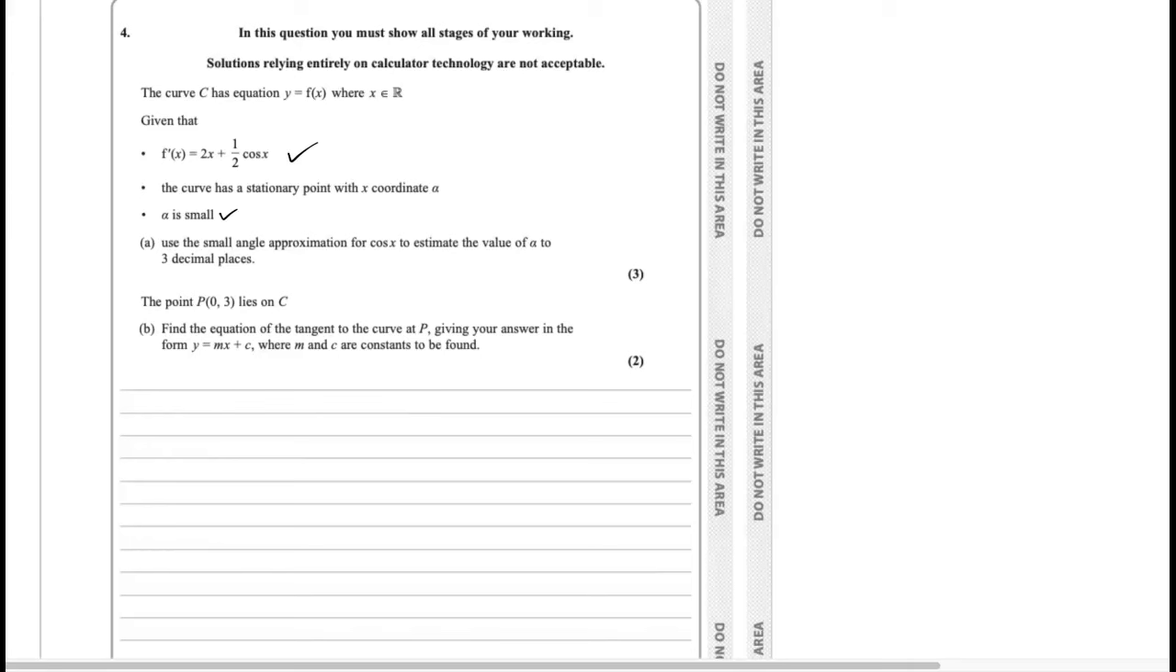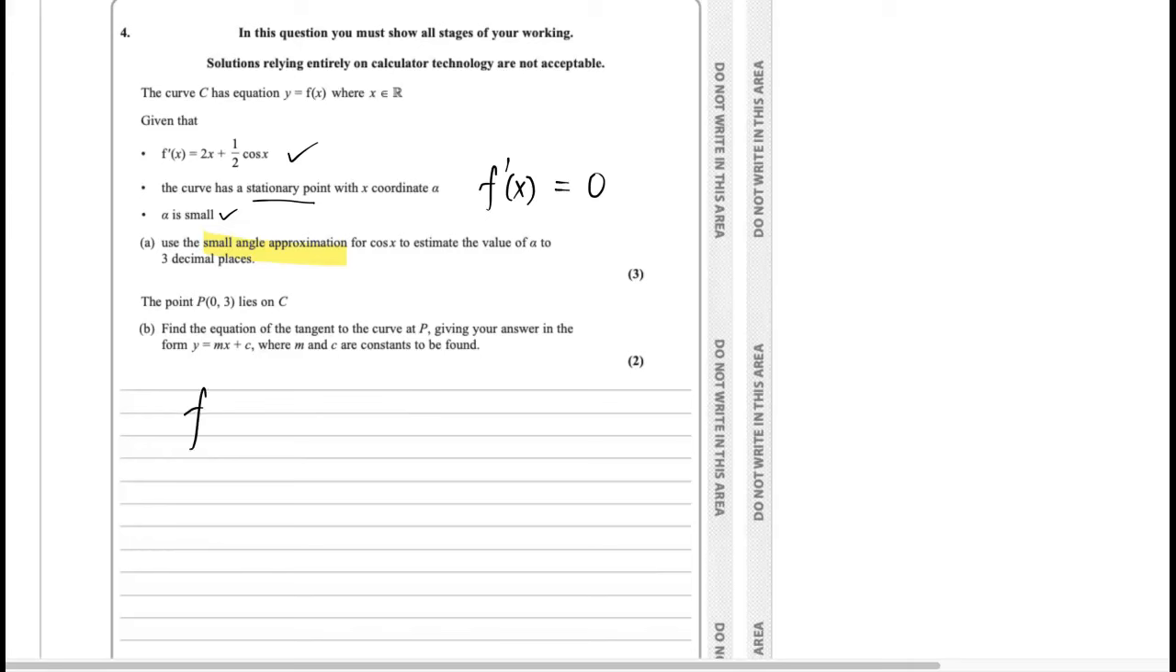So we have x coordinate alpha, and alpha is small. Use the small angle approximation for cos x to estimate the value of alpha to 3 decimal places. So we have to use specifically the small angle approximation. Okay, so we are given f dash x and a stationary point. You'd definitely know that at a stationary point f dash x is 0, right? So this is the information given to us.